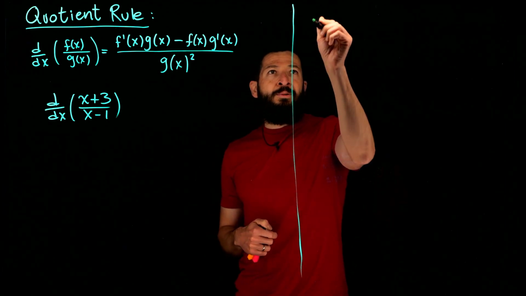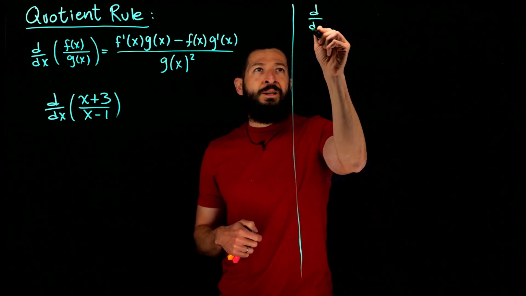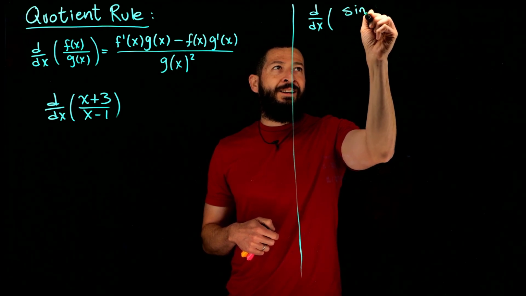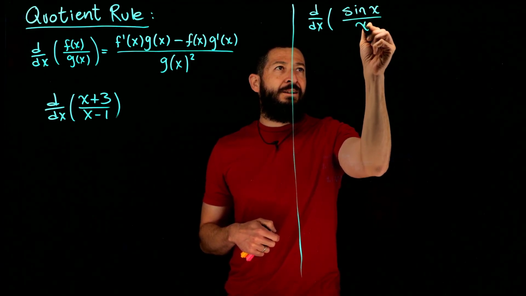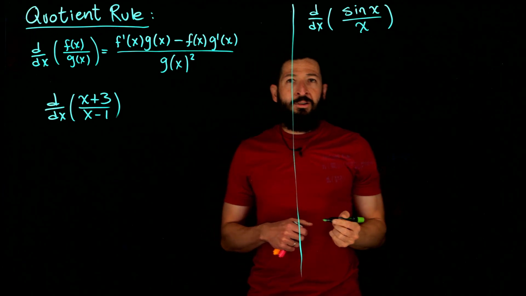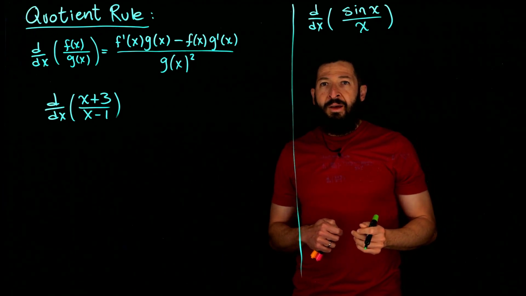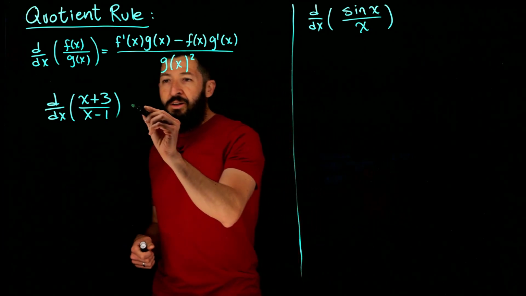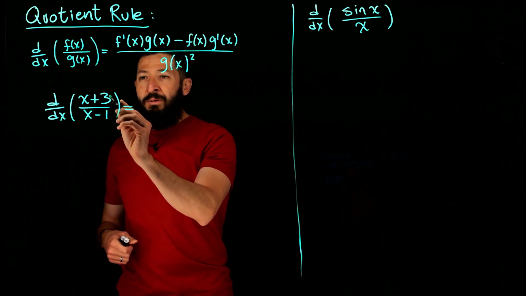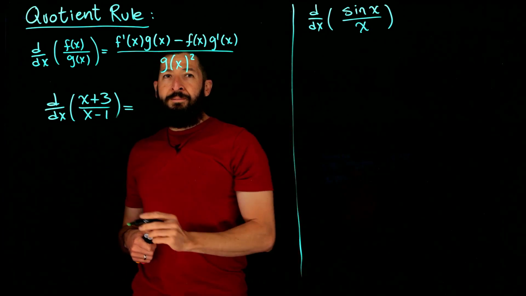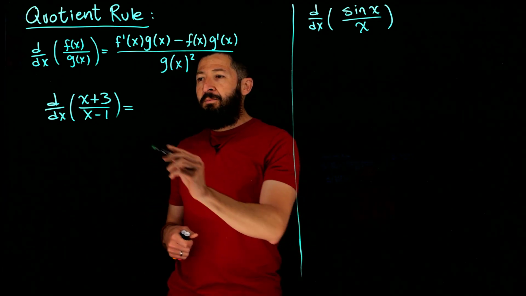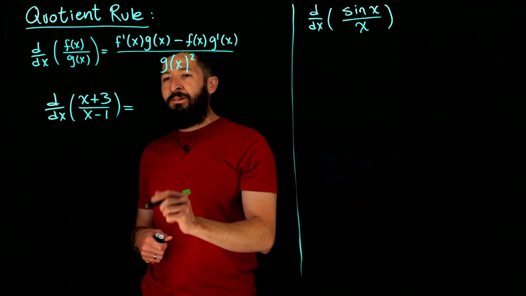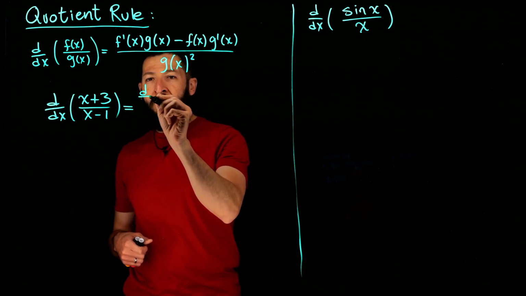The other type of expressions you could have would be something a little bit more exciting, let's say. Something like that. You could take the derivative of that as well. And let's take a look at how it works. So here, my function f will be x plus 3. My function g will be x minus 1. So I have to take the derivative, and we're going to write it all out.